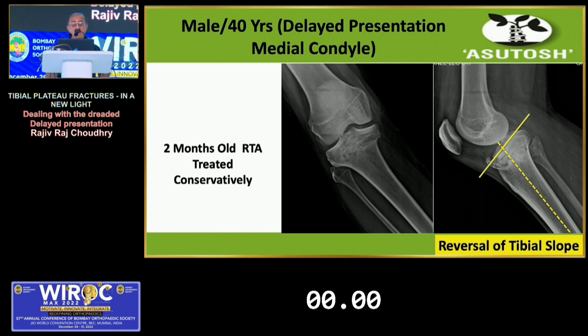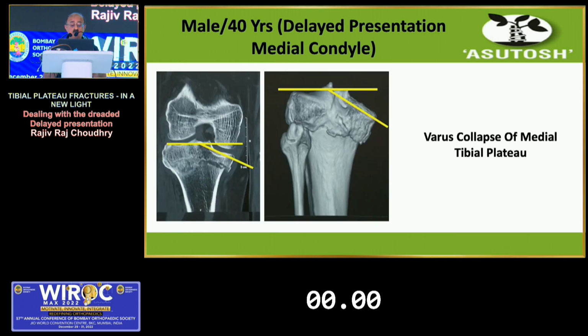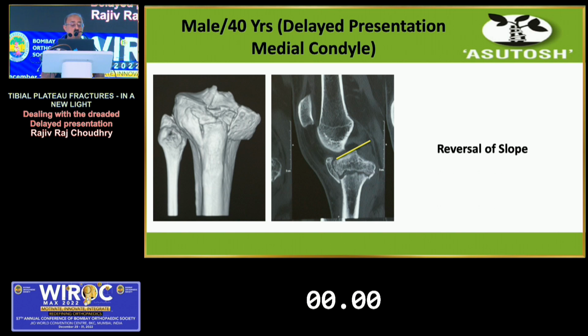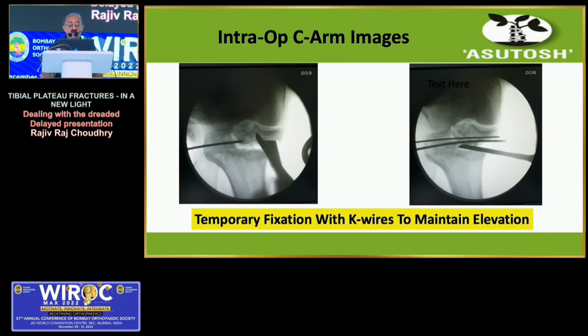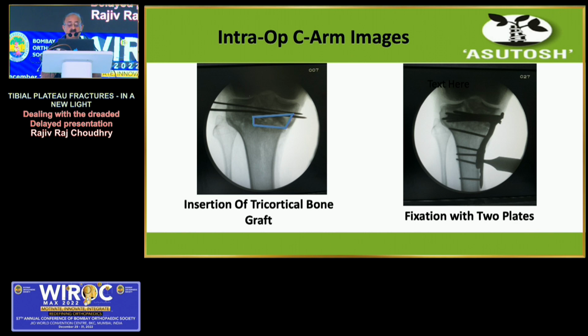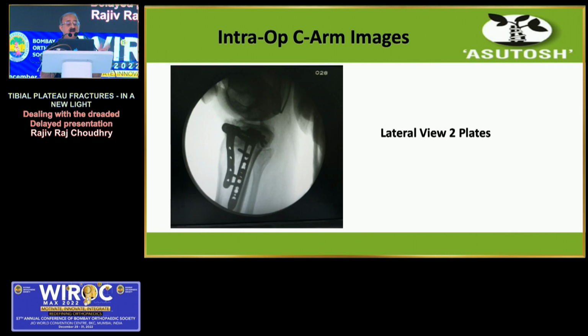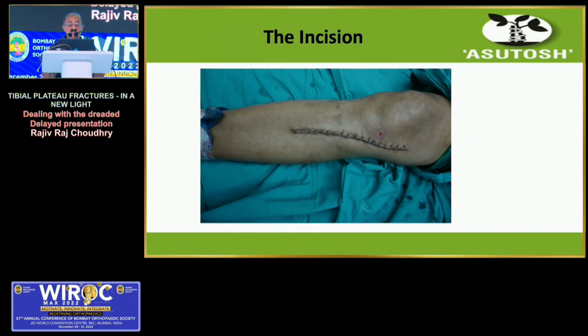Another patient, and there is a reversal of slope. Again, if you have studied this X-ray and the scans properly, you can see there is a varus collapse. There is a reversal of slope. This is one of the hyperextension type of injuries. Once you have studied the whole thing, you take your osteotome through the original fracture site. You can see it has been elevated, fixed temporarily with the wire, and a tricortical graft has been put in. In this situation, we required to put 2 plates. So it's not that just 1 plate would be adequate, it depends, and that is the final picture.